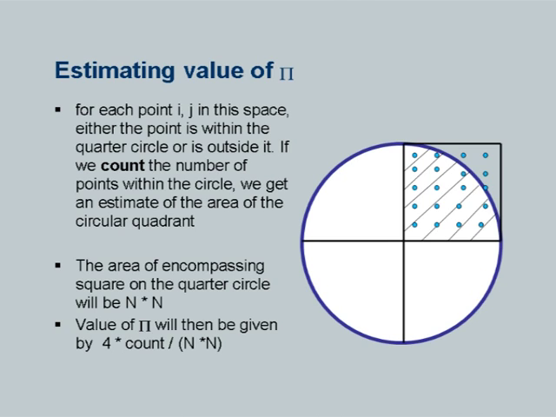Where does this 4 come from? This 4 comes from the fact that this part of the circle constitutes 1/4 of the area of the full circle, which is pi, as we had determined earlier. So 4 times this area will be the value of pi.